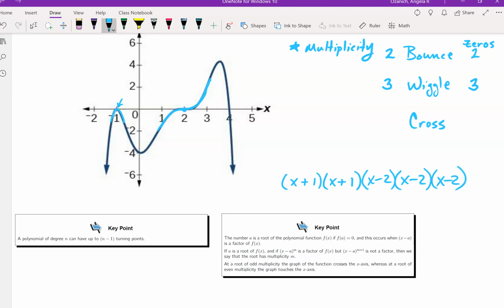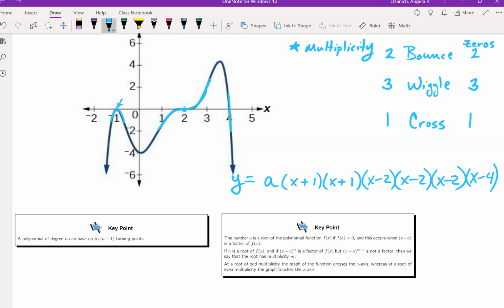What? That's crazy. Don't forget we have an a value and a y equals here also. So we're building this function. Okay. What about the last one? Here's the cross. It's crossing right through. It's linear behavior. It's crossing through that 4. So it's going to have 1 zero. The multiplicity is 1, and it gets one factor, just an x minus 4.